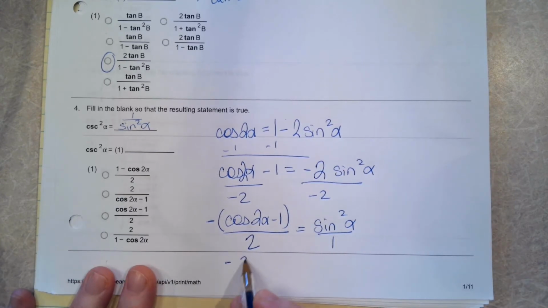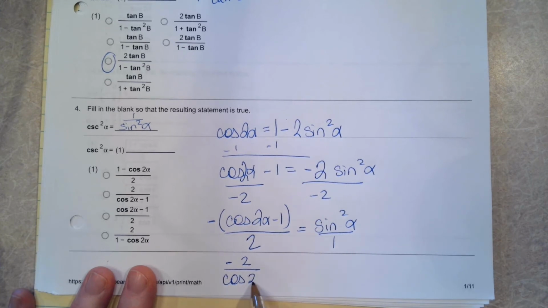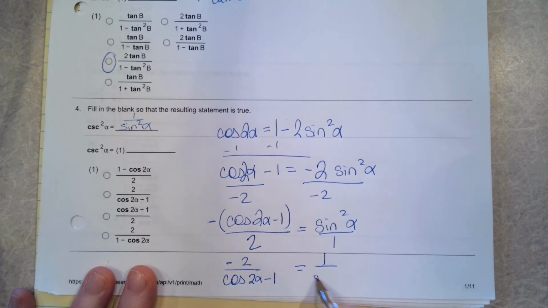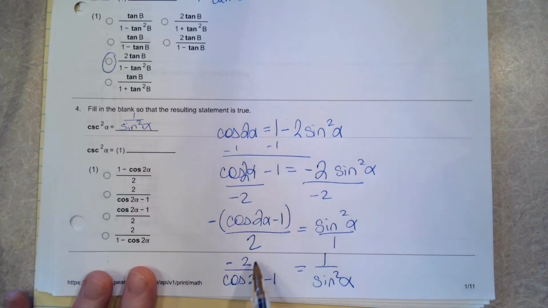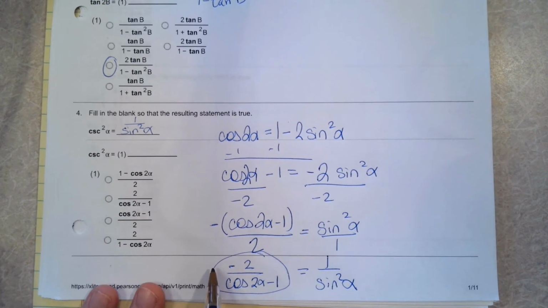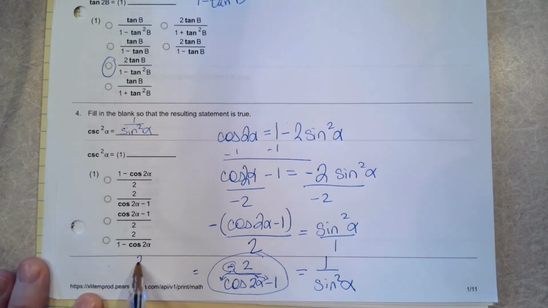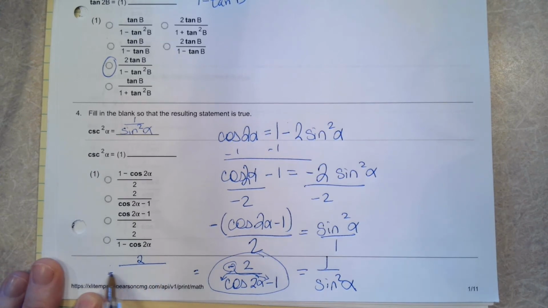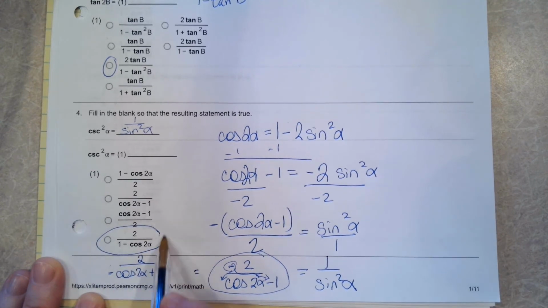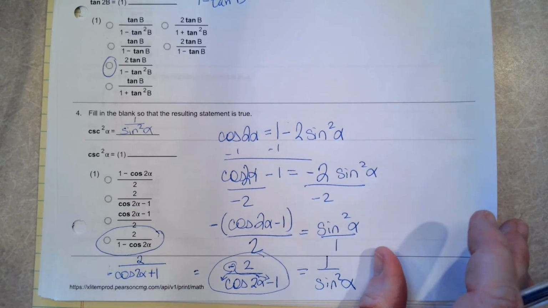So this is now negative 2 over cosine 2 alpha minus 1 equals 1 over sine squared alpha, which is what I want. So I don't know that that one's going to be listed, but what they did was they took that negative and they used it here and here. So this is really 2 over negative cosine 2 alpha plus 1. And then they actually rearranged it: 2 over 1 minus cosine of 2 alpha, which is that answer right there.